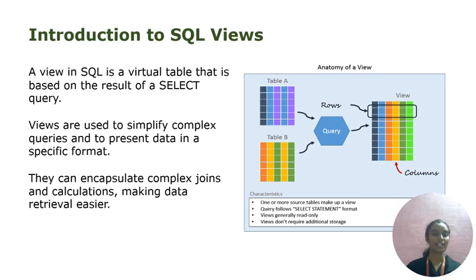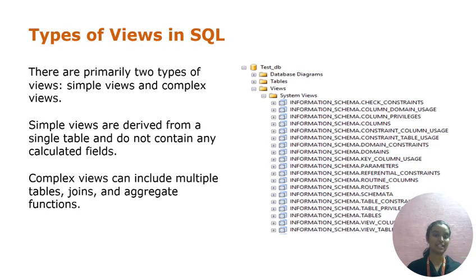Though we want particular information from an original relation, a view can be used and it can simplify the complex queries and give specific information to the user. They can encapsulate complex joins and calculations, making the data retrieval easier. The views can also contain major calculations and also the join operations, which makes us get the required information.